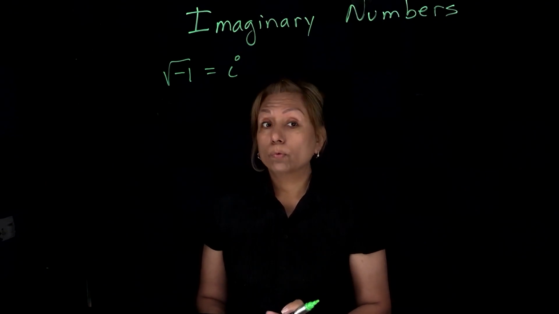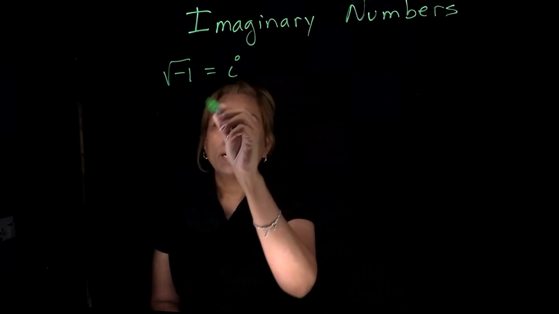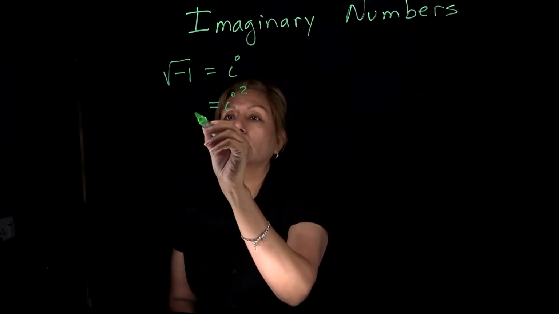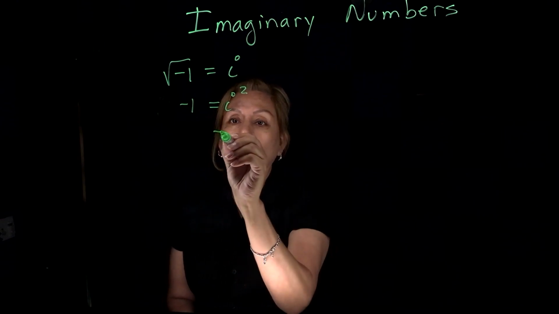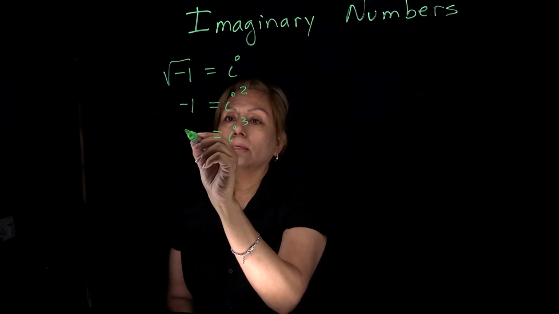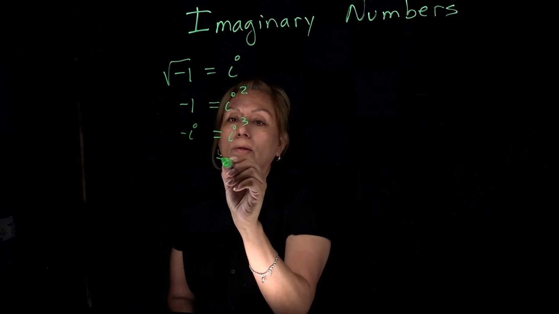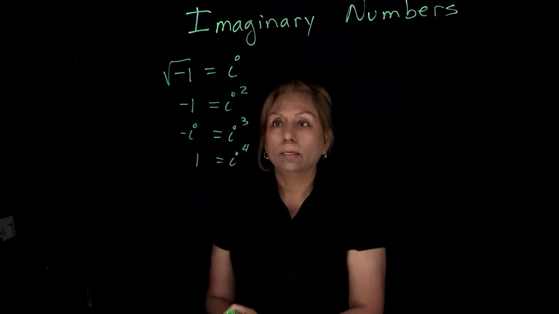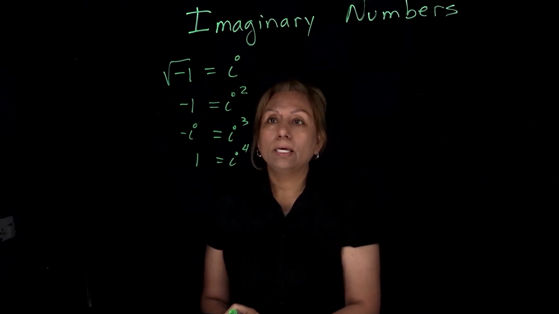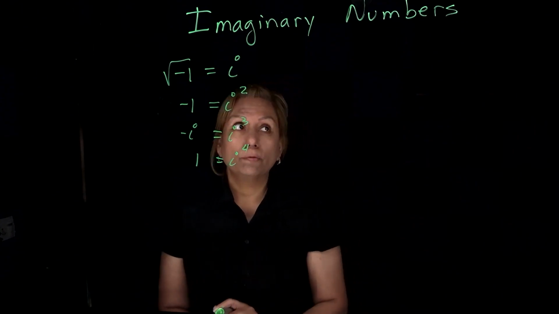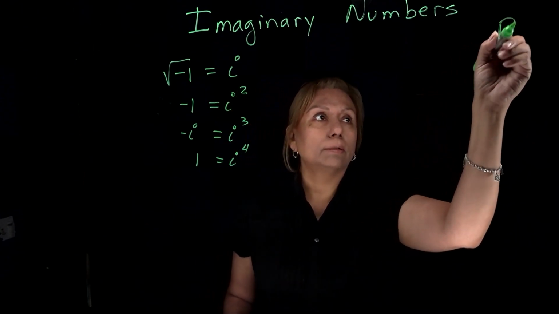Now, we have 4 rules for imaginary numbers. We have i equals the square root of -1. We have i squared equals -1. We have i to the third power equals -i. And we have i to the fourth power equals +1. So, we have these as our imaginary number rules. And then remember, in another video, we talked about the real number system.